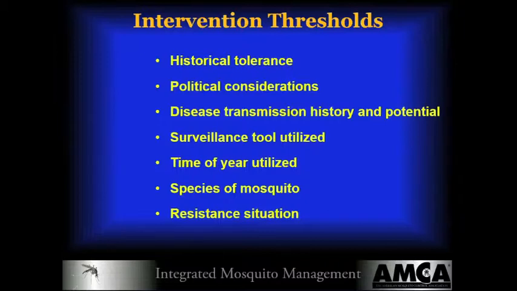Okay, so a lot of these things, resistance situation. Here again, if you've got resistance to pesticides in your population, this may increase or decrease the threshold as spraying, or tell you to do something else in terms of an intervention strategy.